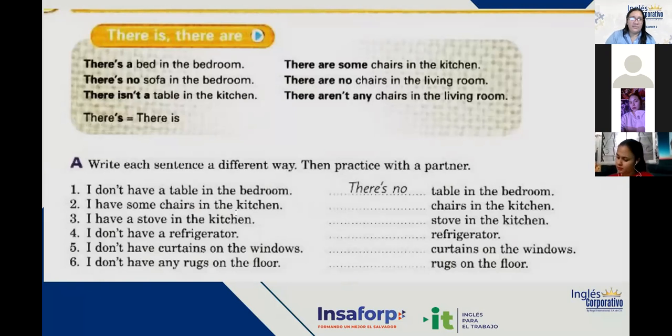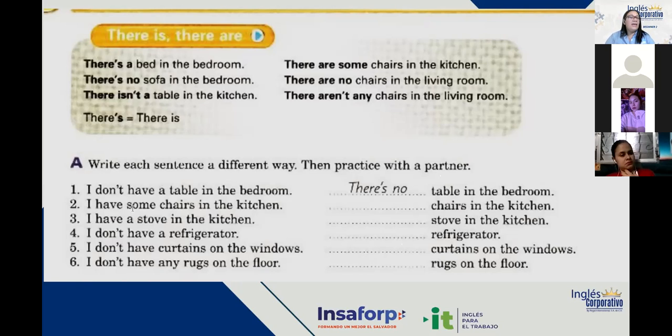I don't have a table in the bedroom, so there's no table in the bedroom. Table is in singular, so there's no. Or there isn't a table in the bedroom. Cualquiera de las dos formas está correcta, ¿recuerden? Yes, aquí tenemos, there's no sofa, there isn't a table. Yes, these two forms are correct.